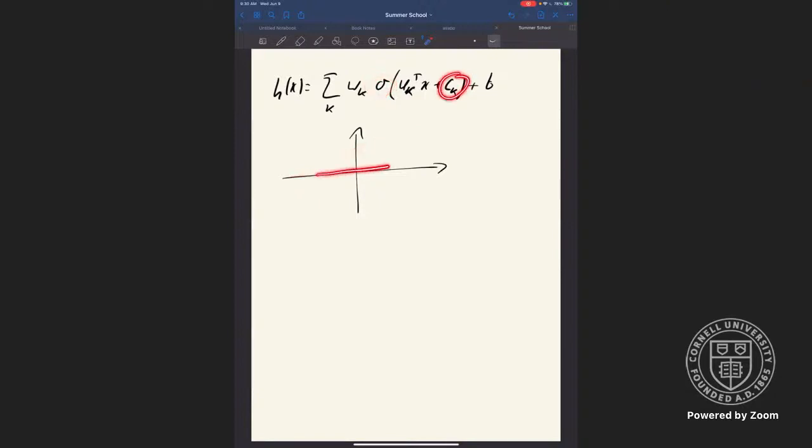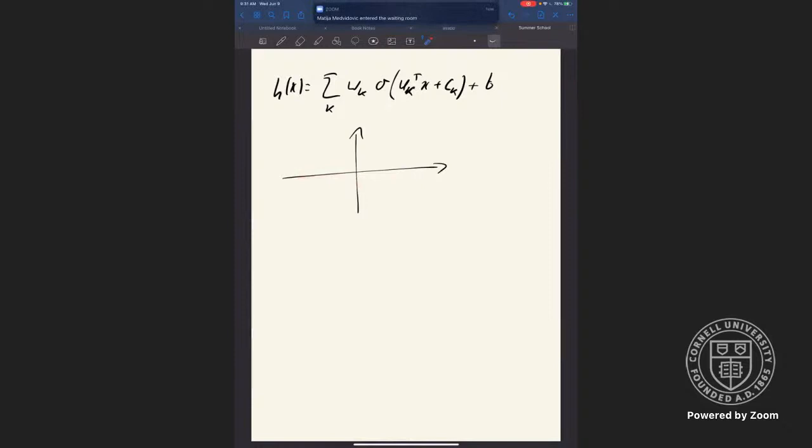CK basically shifts this to the right. If I make CK very, very negative, then I need more energy to go up, so it can look like this or this. U here makes it flatter or not. So I can make it like this, or I can make it like this. If U is very, very large, then it looks like this. And if it's negative, then it looks like this. So it basically looks the other way around.